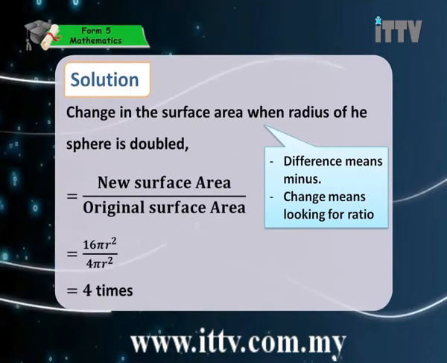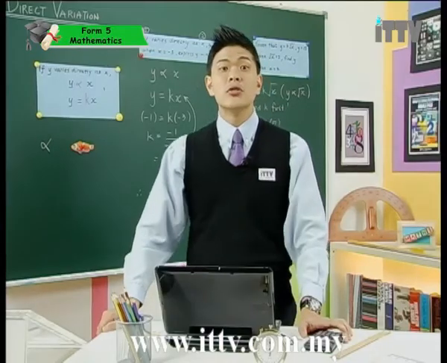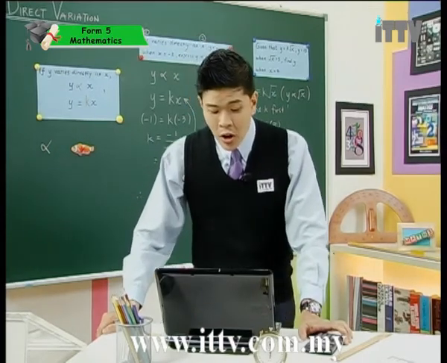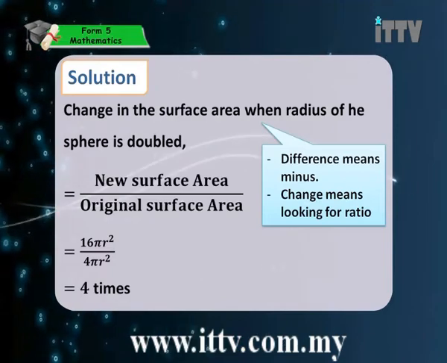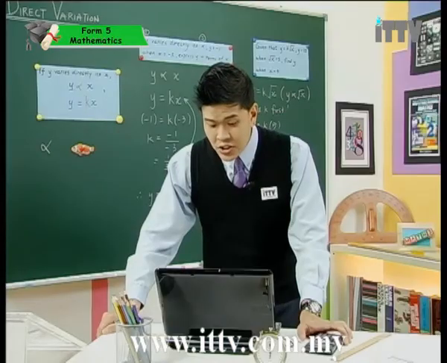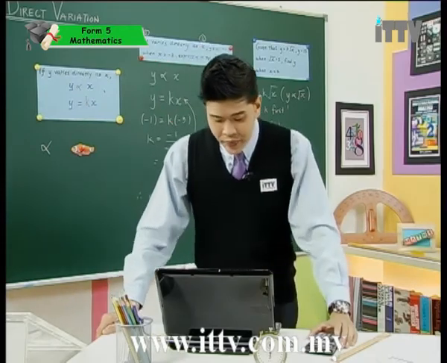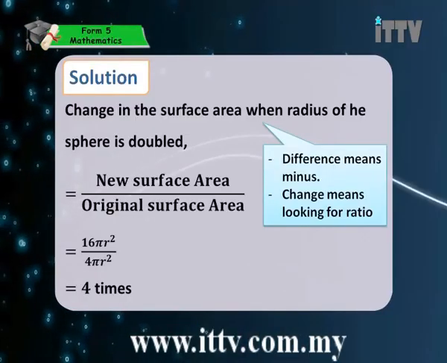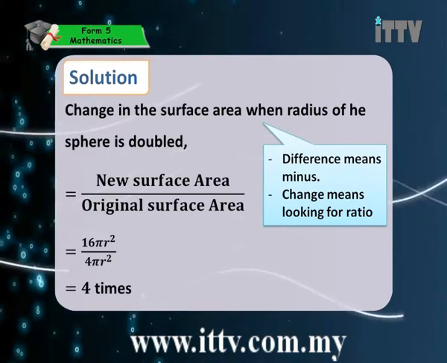Change in the surface area when the radius of the sphere is doubled equals new surface area over original surface area. The difference means minus. Change means looking for ratio. So don't forget that, alright? So equals 16 pi r squared over 4 pi r squared, which is 4 times.